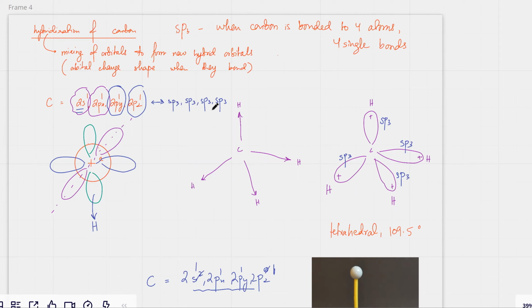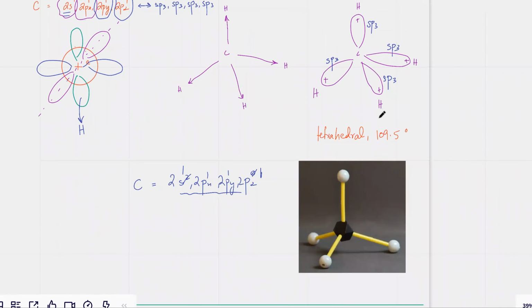I mean, you still have 4 orbitals, but they have a different shape now. And you call them sp3 hybrid orbitals. So instead of having an s orbital, which was spherical, now you have an sp3 orbital, which is not spherical. So carbon is tetrahedral when it's bonded to 4 atoms, and the hybridization is sp3.